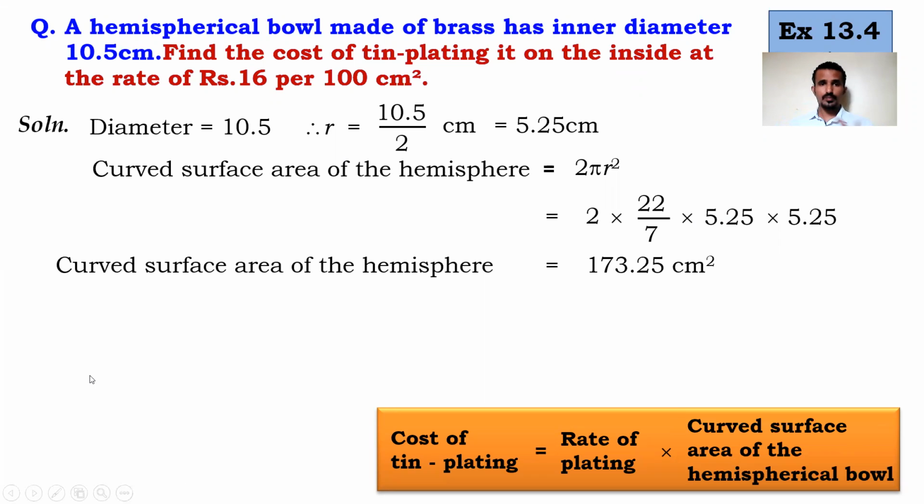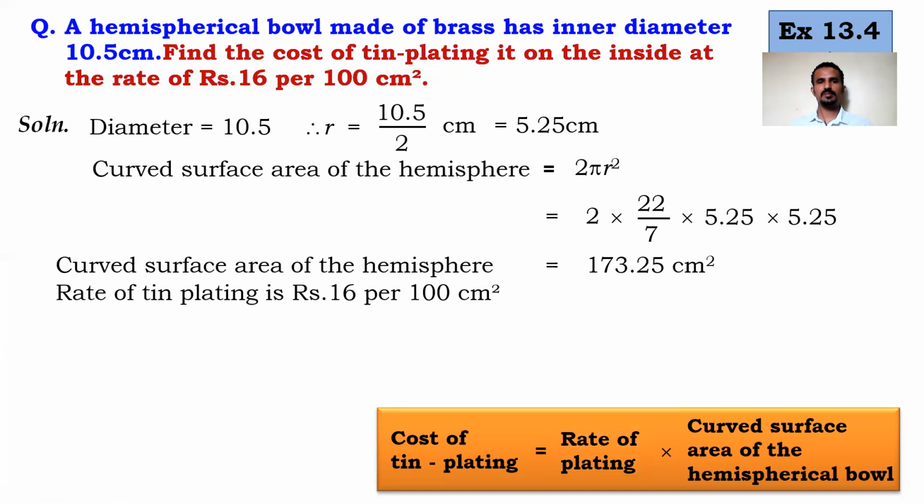Now one more interesting part is still remaining. Here we have the curved surface area 173.25 by calculating. Now to find the cost, see the rate. The rate given here is rupees 16 per 100 centimeter square. Our answer is in centimeter square. In most questions we have seen the rate is given as rupees 16 per centimeter square, but it is not the case here. It is rupees 16 per 100 centimeter square. You have to take care of that. The rate is for 100.